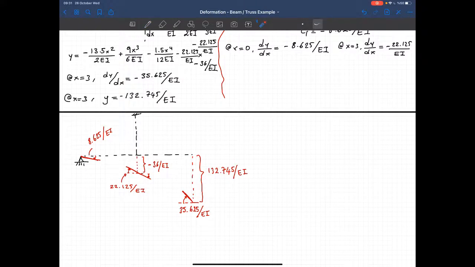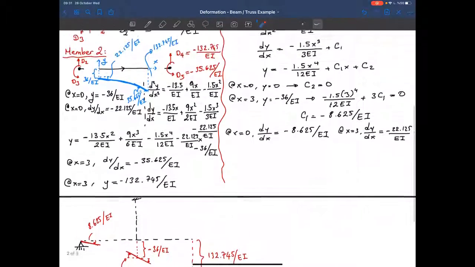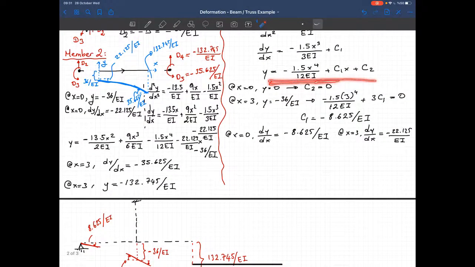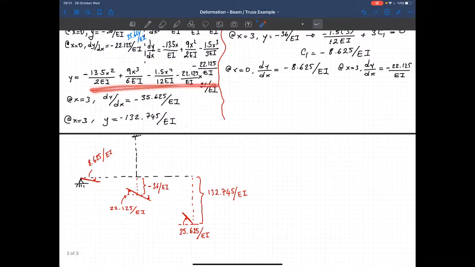What about the variation in between? Now, for the first member, the variation is described by this equation. It's a fourth order polynomial. And for the second member, the variation is described by this equation. Again, another fourth order polynomial. Of course, I'm not exactly drawing it, I'll just sketch it, but if you are curious how it moves, you can just write these equations in Excel or something and draw the exact deformed shape.